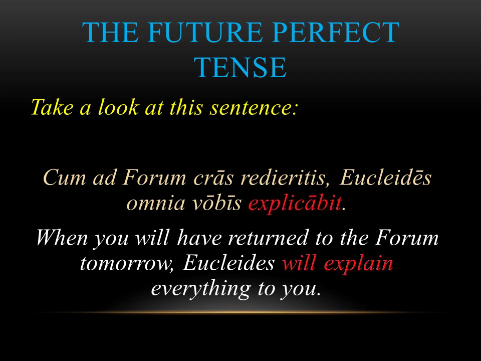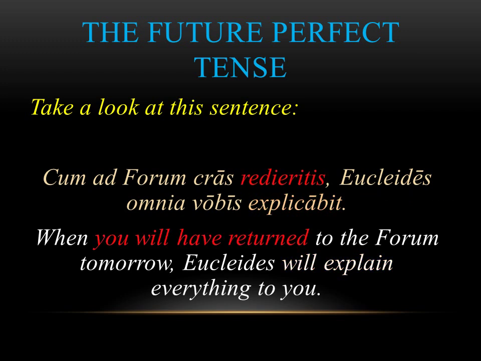Now if we take a look at the different verbs in the sentence, the first one you're probably going to identify right away is explicābit. And you notice that it's a first conjugation verb, explicāre, and it has the bit ending. This is what we know is the future tense, and that's why we translate it, Euclides will explain everything.